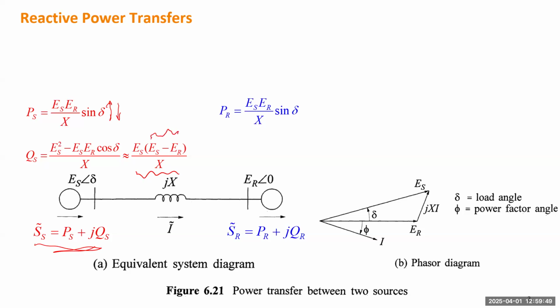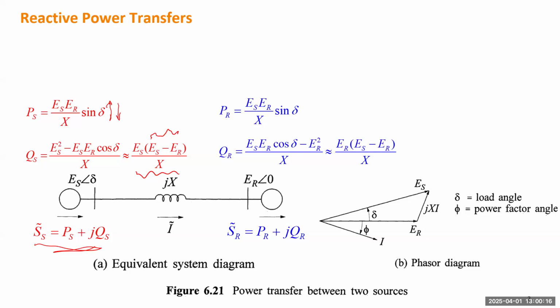The main change in reactive power depends on the voltage gradient from the left-hand side to the right-hand side, which means if you want to make QS positive, ES needs to be higher than ER. And if you want to increase Q, ES should be increased, right? We need to increase the difference between the voltages on both ends.